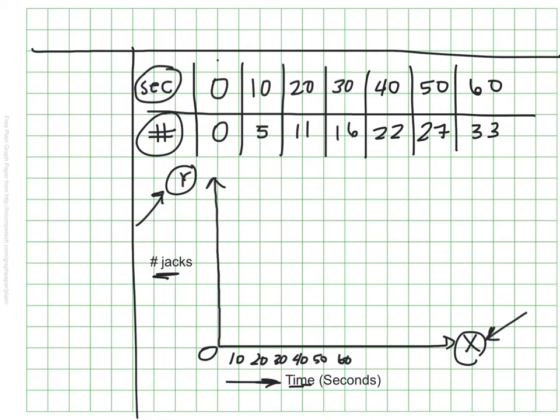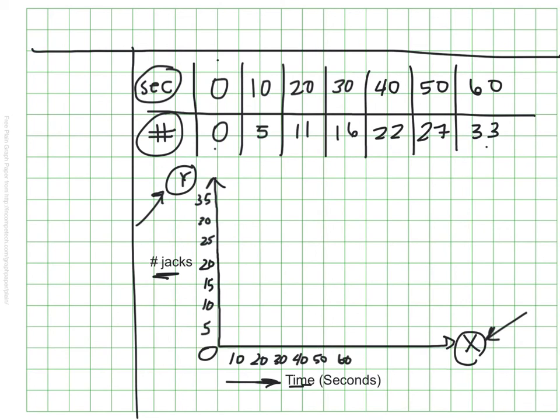My y values are my number of jacks, and that goes from 0 to 33. So I think here, using the lines, I'm going to use a scale of 5. Your scales don't have to be the same on both axes, but you just have to be consistent always on your one axis. So I'm counting by fives consistently.